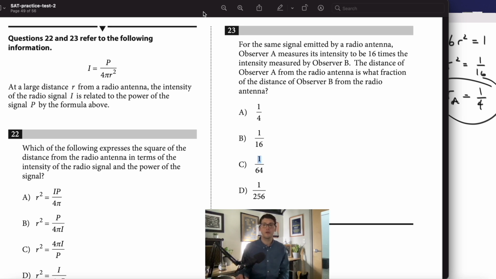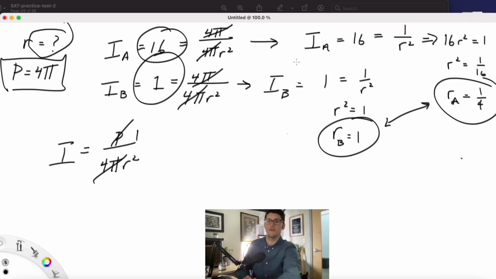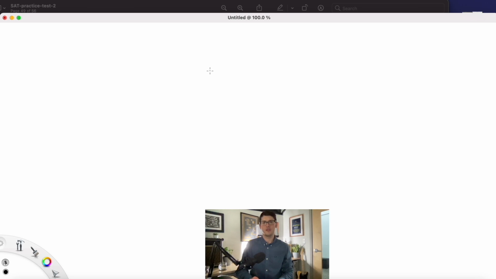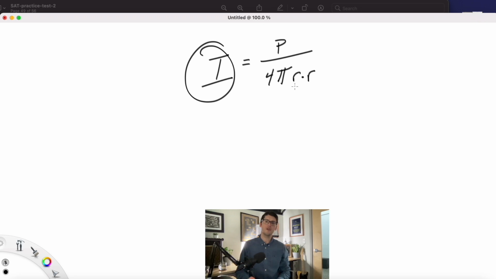Now, it's worth talking about why this is the case. At the end of the day, the reason that the intensity changes by 16 times and the distance only changes by 4 times is because R is squared. So this distance, R, here I'll clear the board, has a huge effect. We have P over 4 pi, and I'm going to write R times R. So if this gets 16 times bigger, then each of these R's, first of all, they're in the denominator. So as R gets bigger, intensity is going to get smaller. And that makes sense.